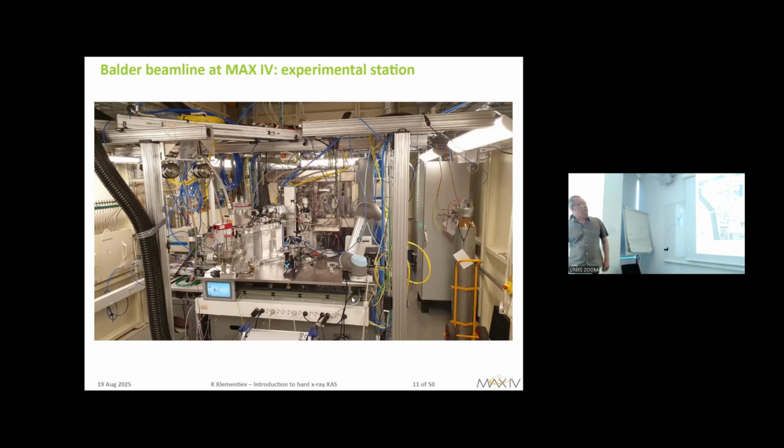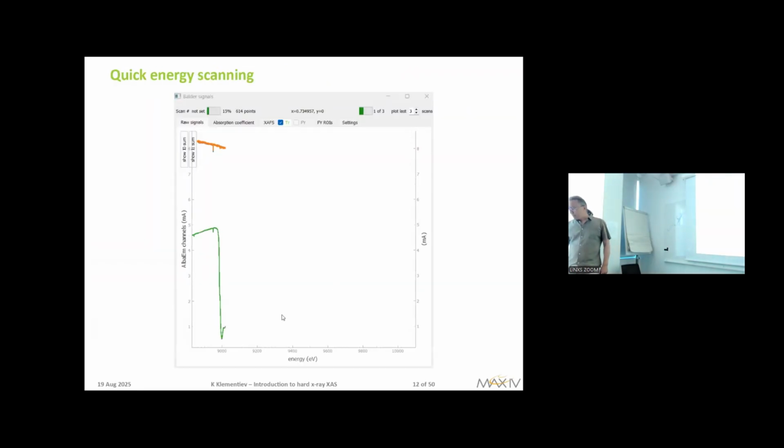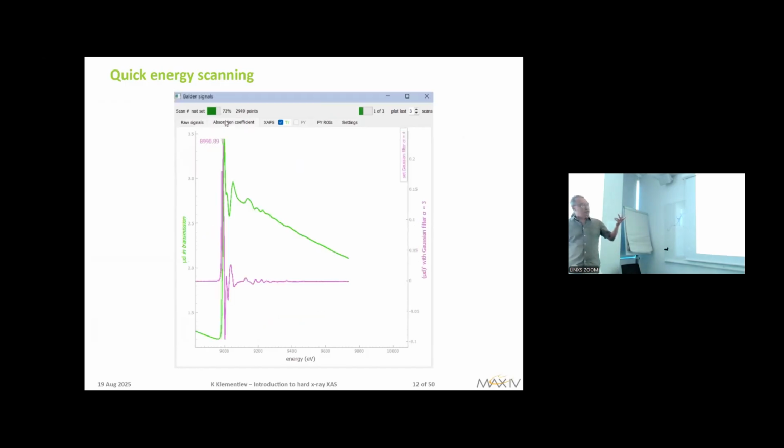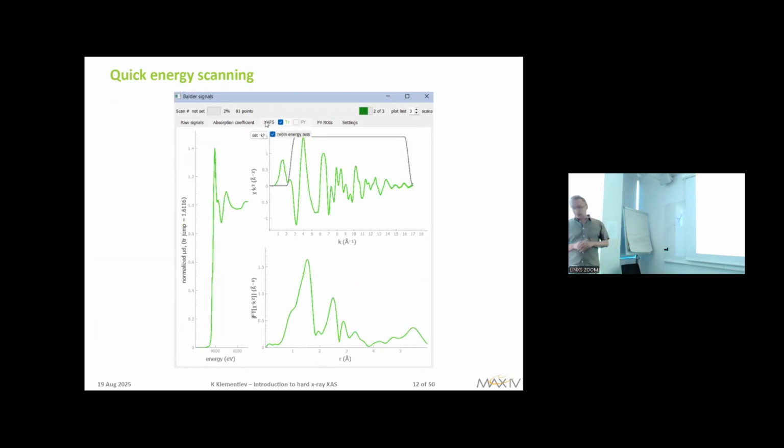The height, well, there is no scale here, the height of this table is 1.3 meters. This is what the users see when they come to us. The orange is I0, what we call, the green is I1 after the sample. These two we divide by each other and take the logarithm to get the absorption coefficient.